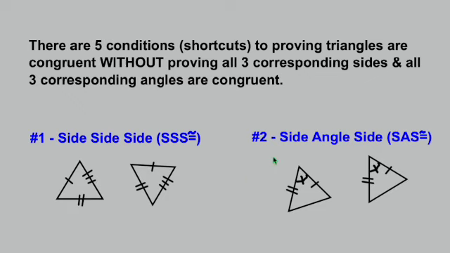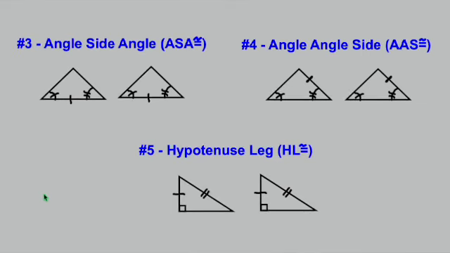The second shortcut is side angle side, or SAS, and that would be two sides congruent to two sides, and the angle in between them congruent as well. That's why we have side angle side, because the angle is in between the two sides. The third shortcut is called angle side angle, and that's where we have two angles with the side in between them being congruent to the other.